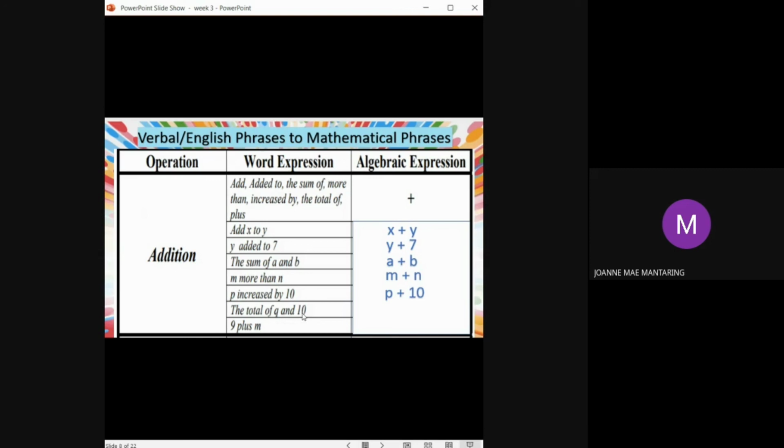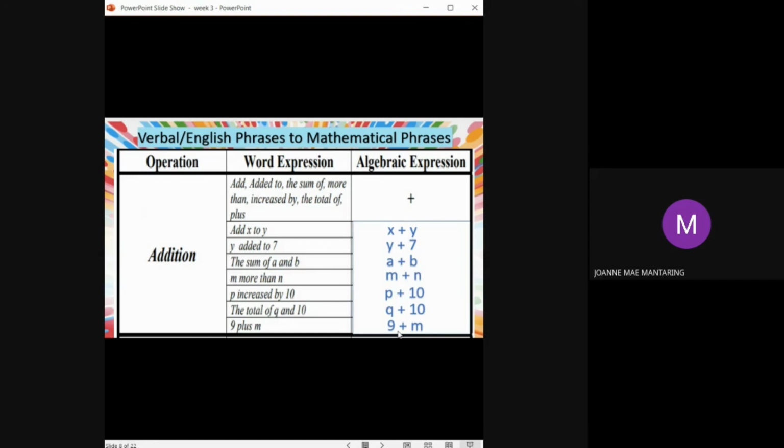Okay. So, the quantities we have here, kailangan nyo muna anak i-identify yung quantities. Ang quantities natin is Q and 10. Anong operation naman? Identify the operation. The total of, this keyword is associated with addition. So the total of Q and 10 is equivalent to Q plus 10. Last example is 9 plus M. Okay, simple lang yan. Isusulat lang natin 9 plus M. So that's it.